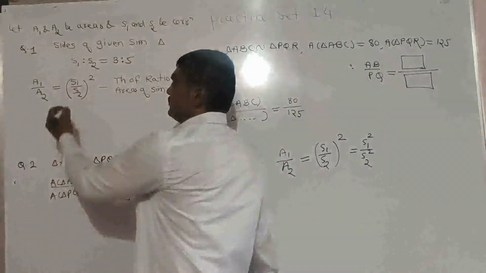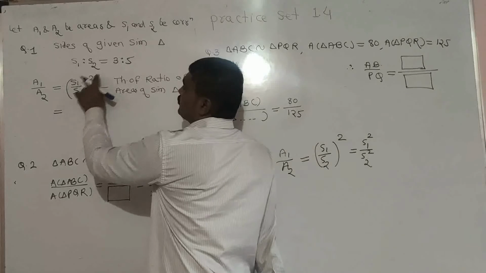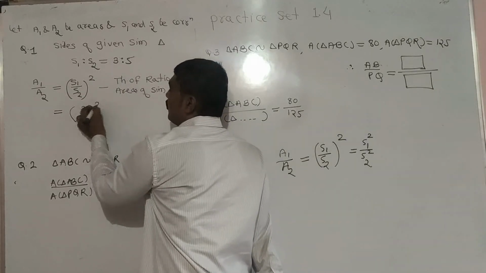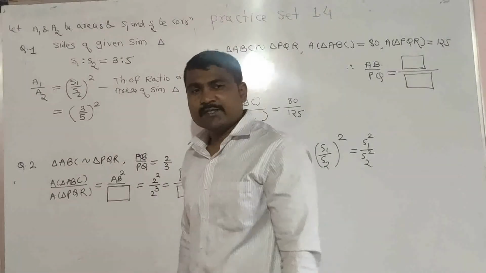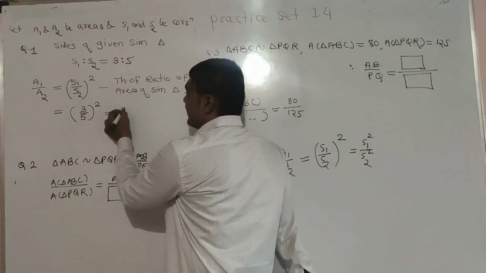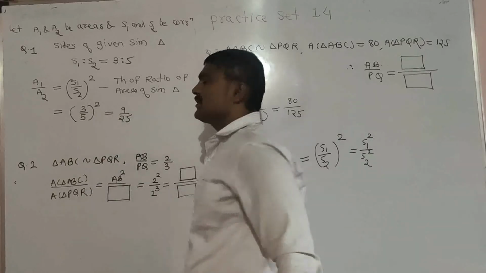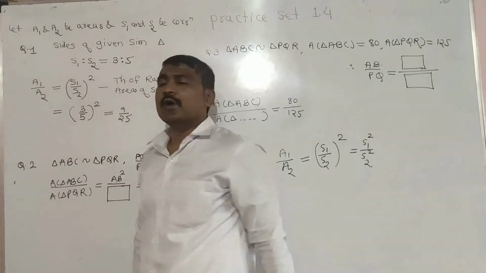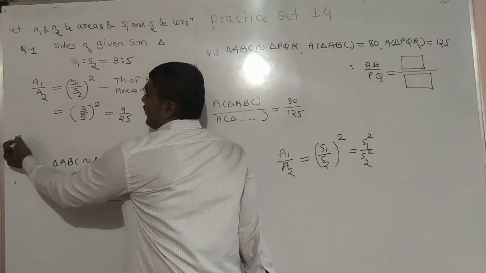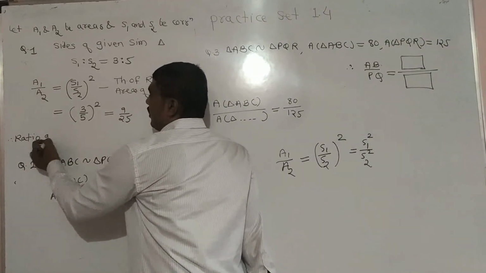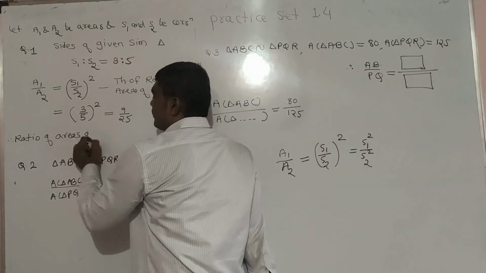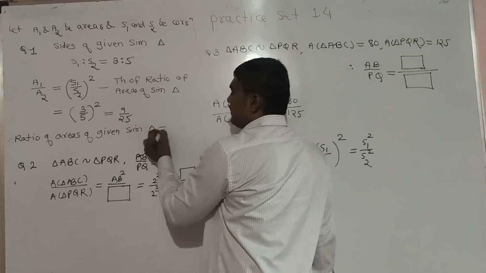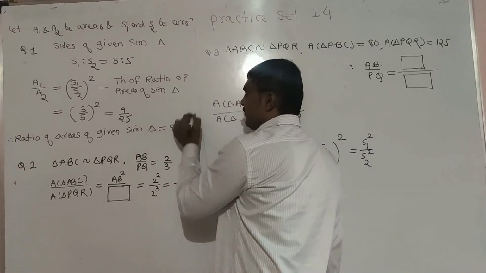So finally, the value of S1 upon S2 is 3:5, which means 3 upon 5 whole bracket square. Can you take the square? Yes. 3 square is 9, 5 square is 25. So what is your answer? 9 upon 25. Therefore, the ratio of areas of the given similar triangles is equal to 9:25.